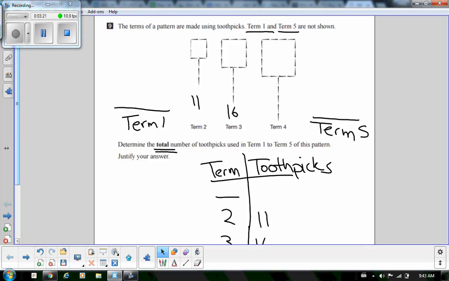He counts. 1, 2, 3, 4, 5, all the way up to 21. Not sure. He's got to double check. Again he counts up to 21. He puts 21 down.